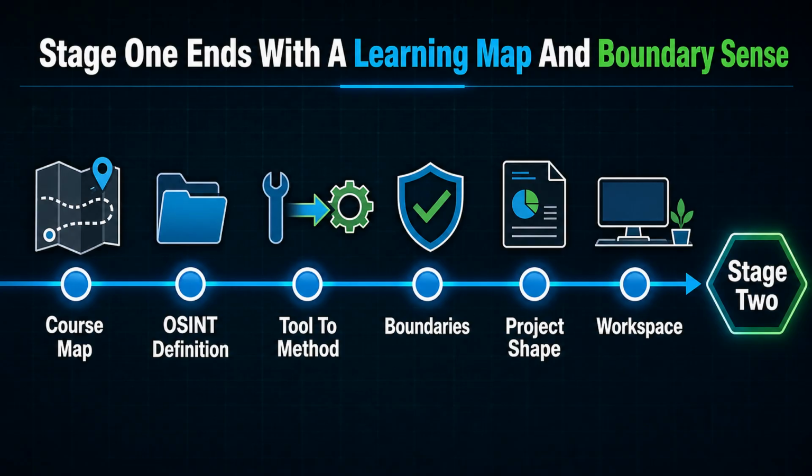Next stage, we enter intelligence thinking and requirement management. In plain language, how to turn vague curiosity into clear intelligence needs, collection requirements, and useful deliverables. Keep the workspace from this lesson. We will use it immediately.